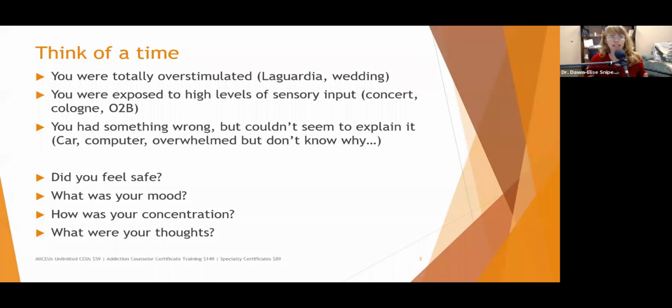For other people, you may think about your wedding, getting ready for your wedding, and that day that you were trying to get your dress on and your bridesmaids were messing with your hair, or your groomsmen, or whatever was happening. There are times when you can be overstimulated, or you were overly exposed to high levels of sensory input, such as a concert, really loud noise. It can be overwhelming. Somebody's cologne on the bus or on the subway.